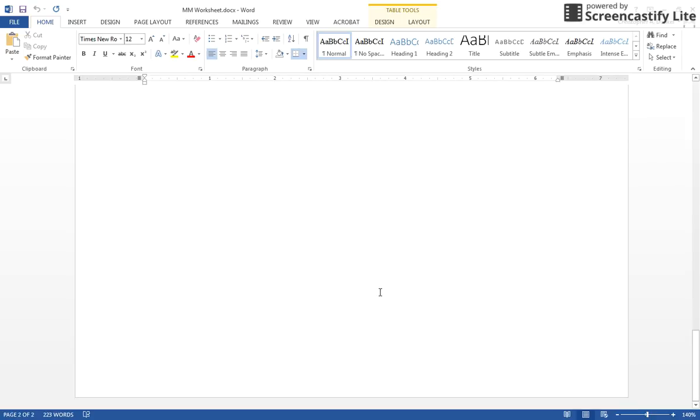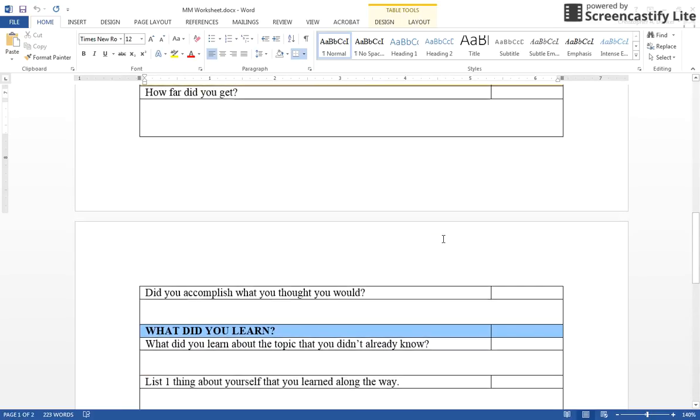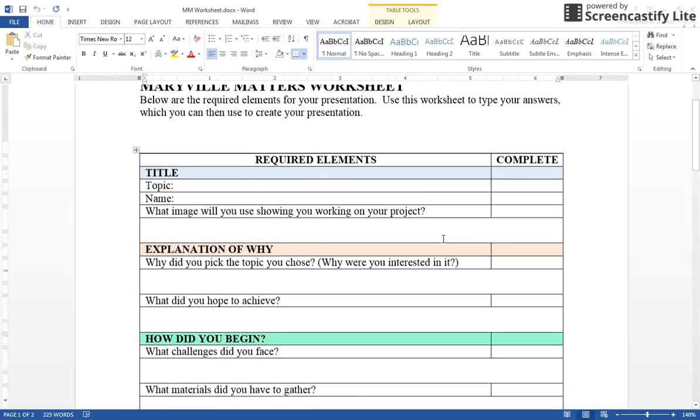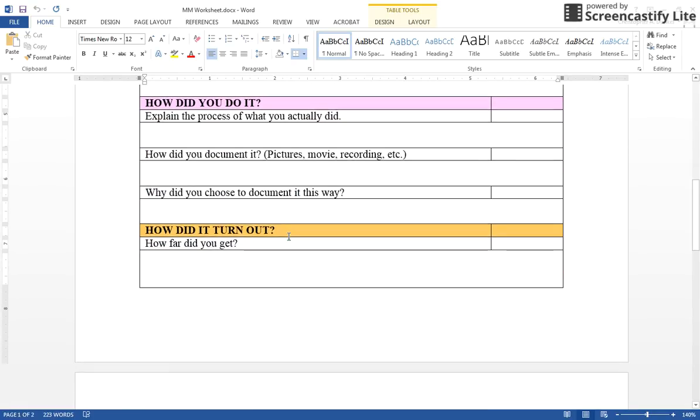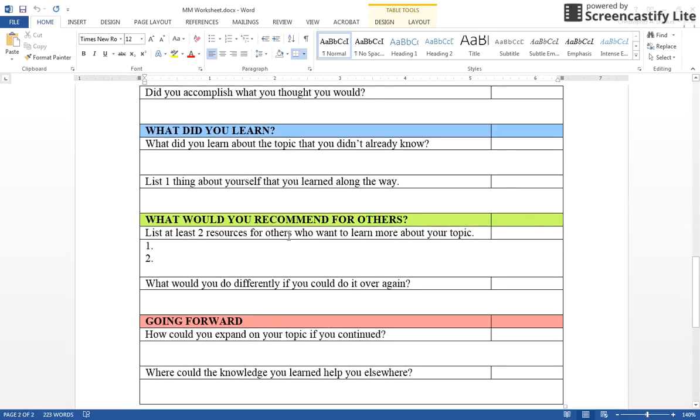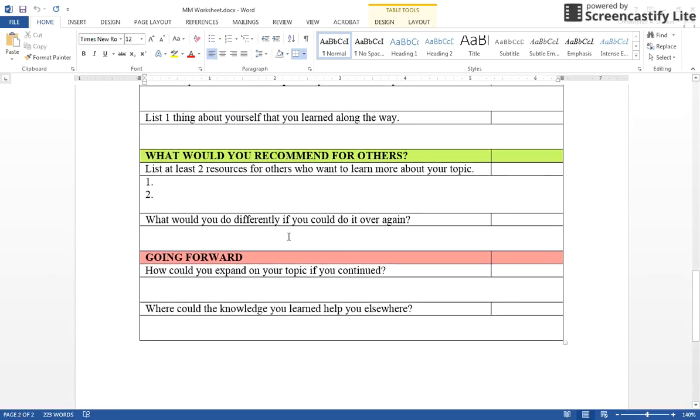And so that's all there is for your worksheet. This is what your presentation needs to cover. So when you're doing your presentation, be talking about why you chose your topic, how you did it, those kind of things. And as long as you're covering everything that's in here, you're going to be fine with your presentation. If you have any questions, as always, just feel free to ask.